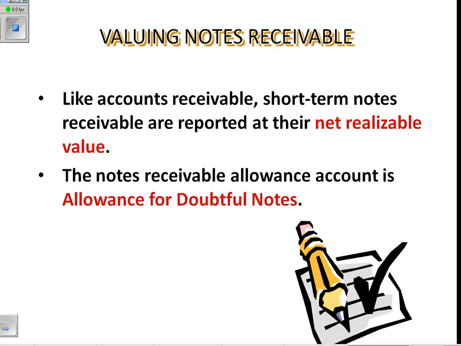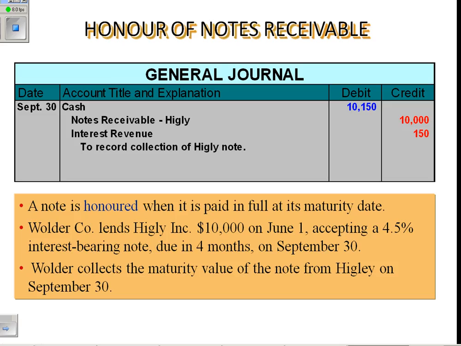Notes receivable, like accounts receivable, are short-term and are reported at their net realizable value. The notes receivable allowance account is allowance for doubtful accounts. So on your balance sheet under current assets, you would have notes receivable less allowance for doubtful notes to give you net notes receivable. When a notes receivable is paid, that is called honored.